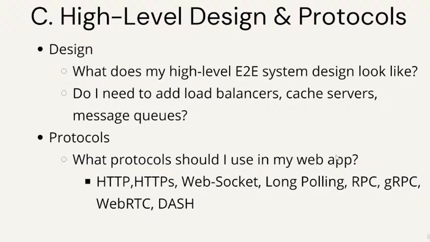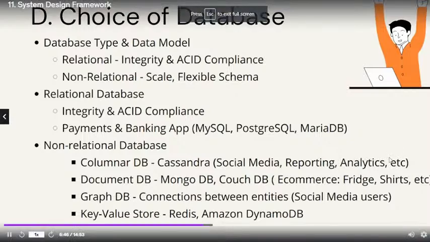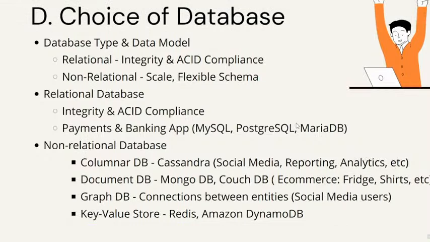Now that you have a high-level understanding about what the design should be and what the protocols are, and when to use which protocol, let's take a look at the fourth step. This is probably one of the most crucial steps in designing the system. This is where you're going to choose databases. If you haven't already watched the database section, I highly recommend you please go through that session and then come back to this framework. Choosing the right database is going to be crucial in your system design.